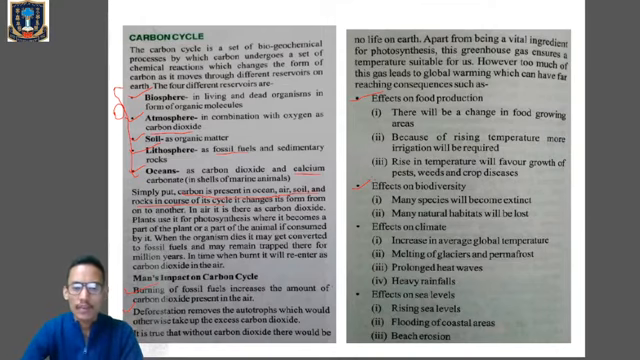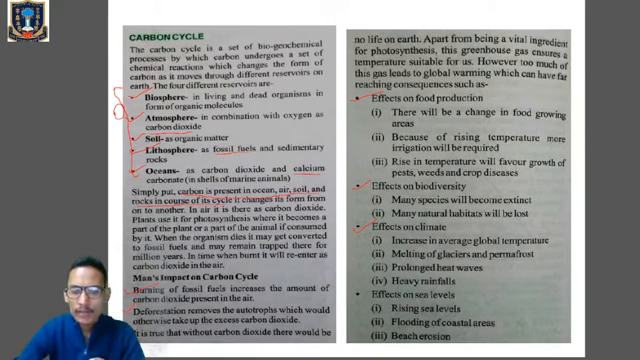Number three, effect on climate. There will be an increase in average global temperature. That means the temperature of the earth will keep on increasing when the concentration of carbon dioxide keeps on increasing. This will lead to the melting of glaciers and the permafrost. There will be prolonged heat waves and there will be heavy rainfalls.